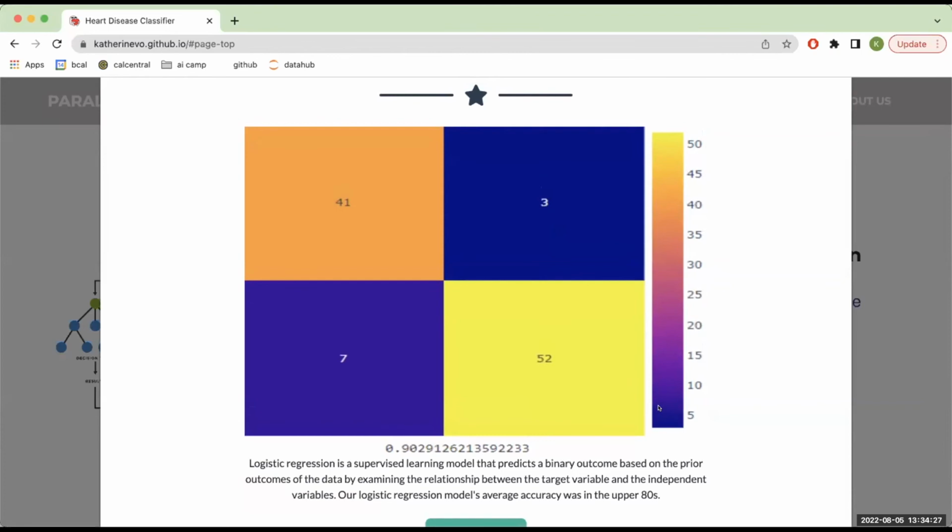Logistic regression is the third model we used. It predicts a binary outcome. It can predict a binary outcome based on the past data by examining the relationship between the target variable and the independent variables. The average accuracy of our model was in the upper 80%.